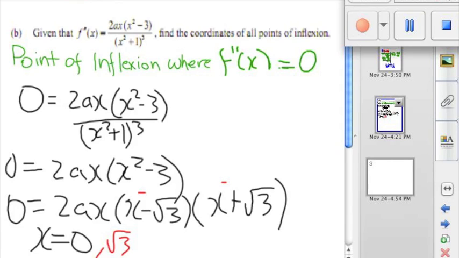And now the final bracket, x plus root 3, that would be negative root 3, because negative root 3 plus root 3 is equal to 0. So we've got 3 x coordinates where the points of inflection occur: x equals 0, x equals root 3, x equals negative root 3. We need to find the y coordinates so that we can have the coordinates of all points of inflection.